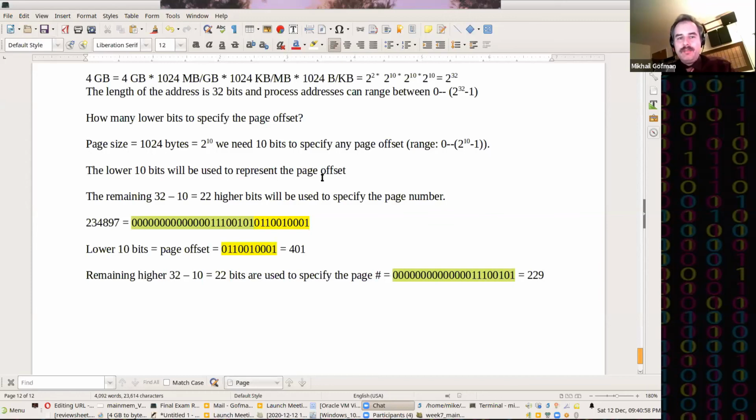And then Fulia is asking, I thought lower bit size would be equal to higher bit. Can you please elaborate, Fulia?